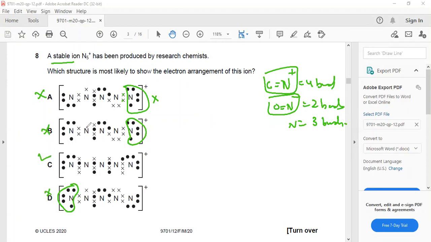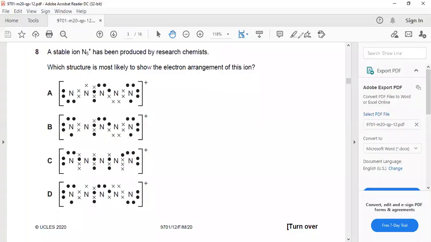Okay, but the actual way to draw N5, I'll show you there are 6 ways to draw N5. I'll show you more elaborately for those who are very enthusiastic to learn more. So for enthusiastic learners, there are 6 ways to draw the structure of N5 plus.